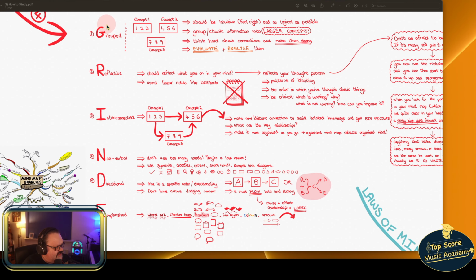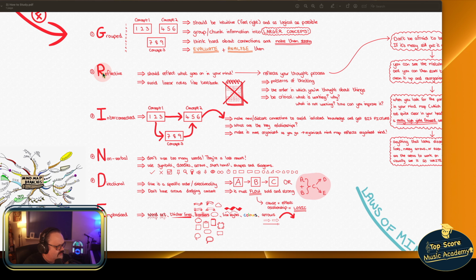Yeah, guys, so there it is, the GRIND method: grouped, reflective, interconnected, non-verbal, directional, and emphasized. Okay, so that's a neat little summary.